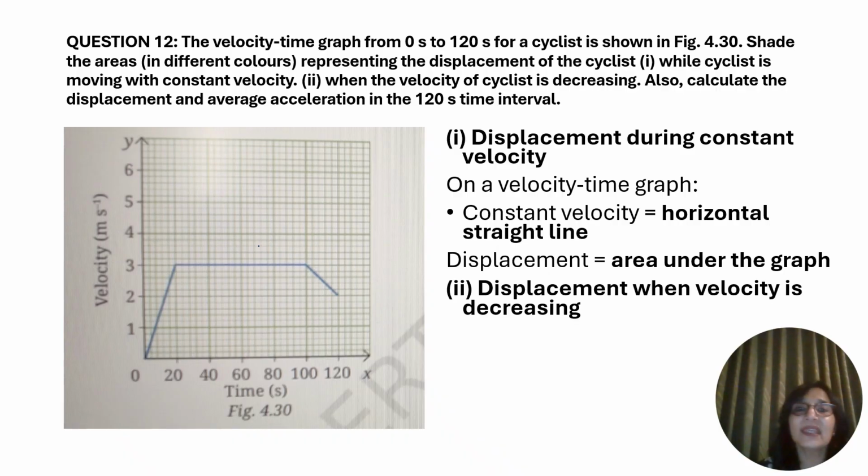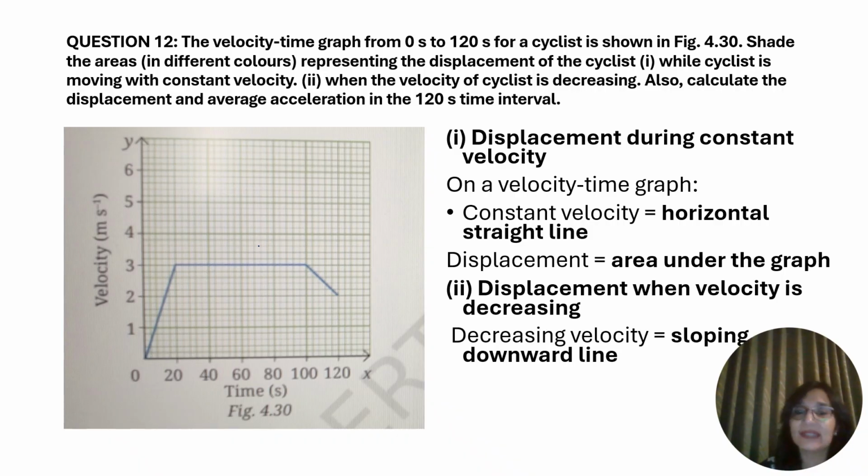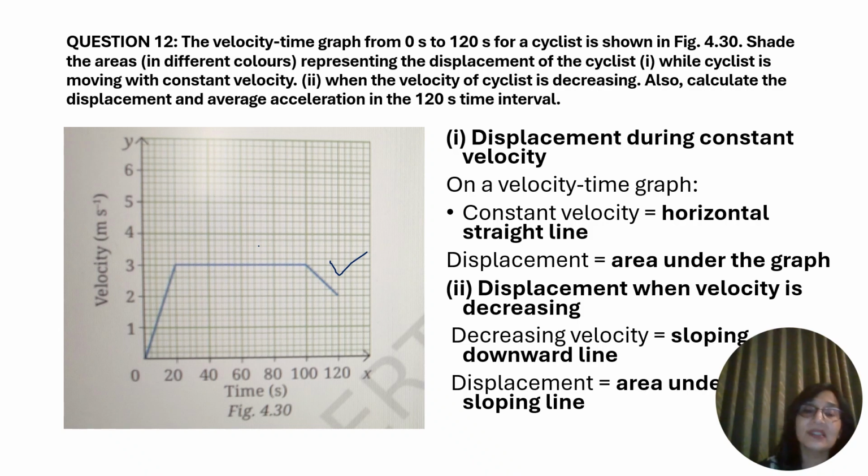The second part talks about when the velocity of cyclist is decreasing, that means displacement when velocity is decreasing. So decreasing velocity is the sloping downward line. So if you see this line, children, I can quickly make this one. So this is the sloping downward line. And displacement, again, is the area under the sloping line. So how are you going to calculate this? So, area under the sloping line. Hope this is making sense to you all.